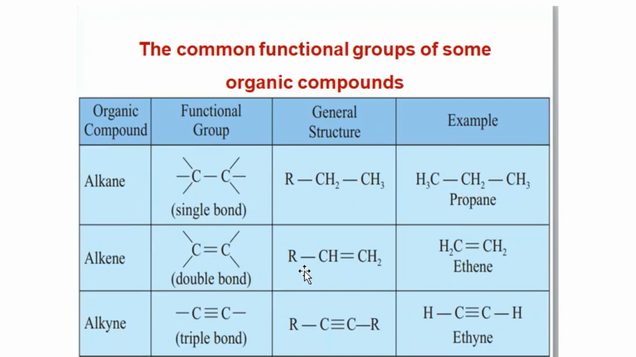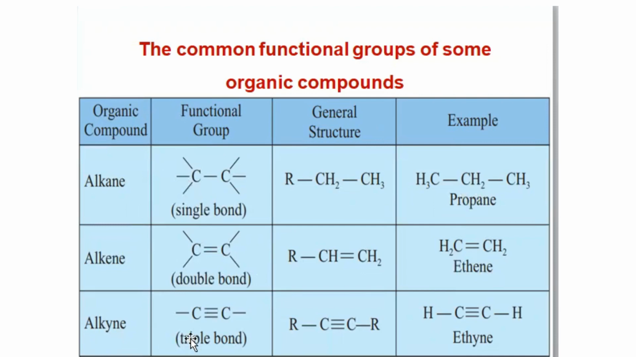Alkene has a functional group of carbon-carbon double bond. The general structure of alkenes is RCH=CH2. A good example of alkene is ethene.